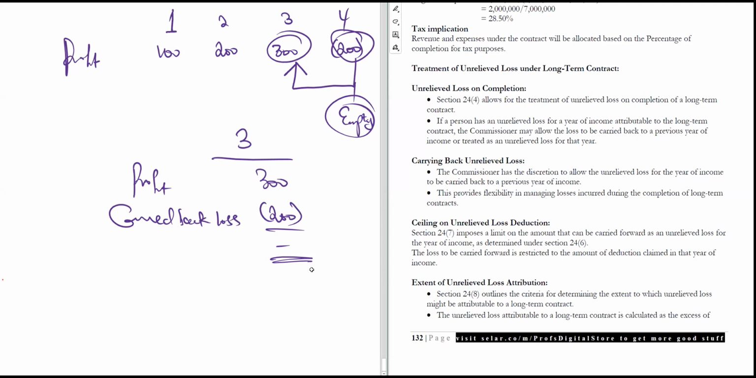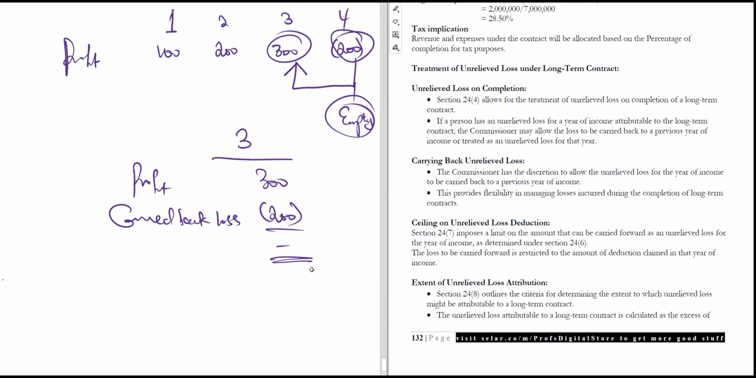Okay, so you can carry back the loss to a previous year's income or treat it as an unrelieved loss for that particular year. The commissioner has the discretion to allow the unrelieved loss for the year of income to be carried back to a previous year of income. This provides flexibility in managing losses incurred during the period of completion of long-term contracts.